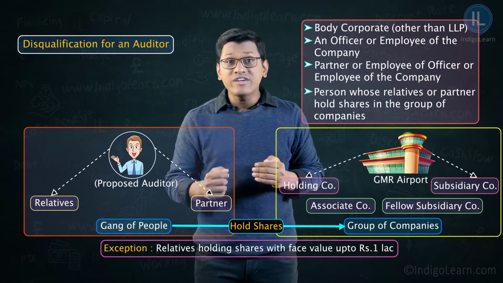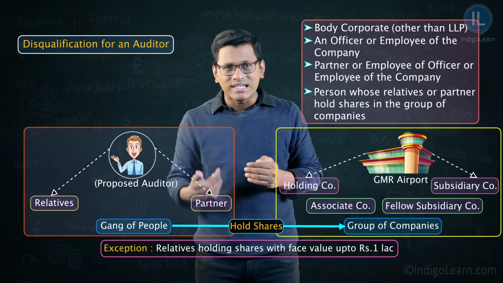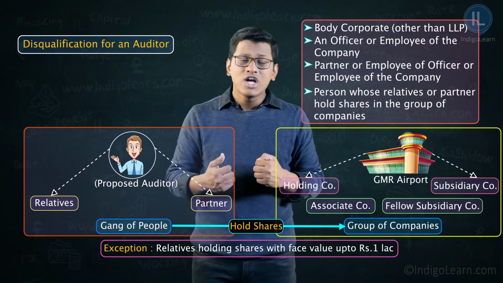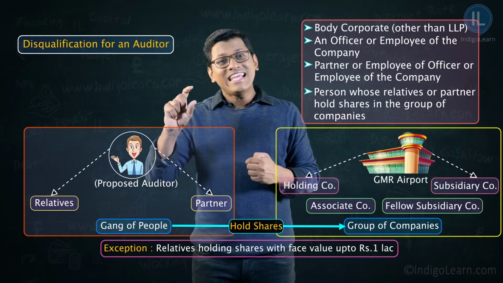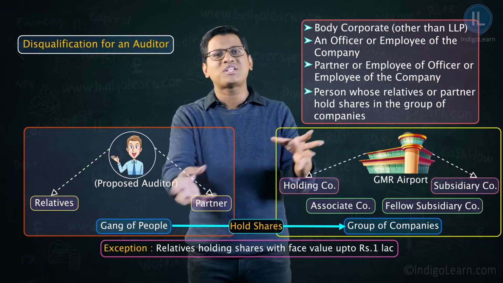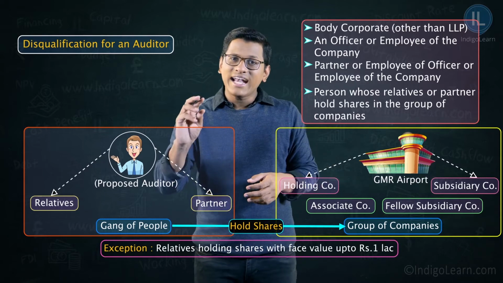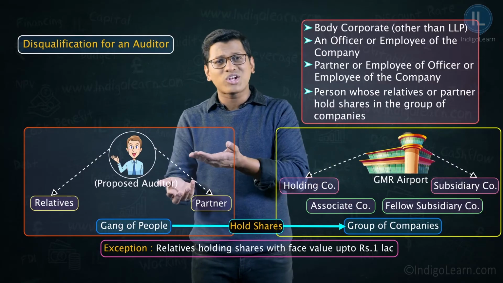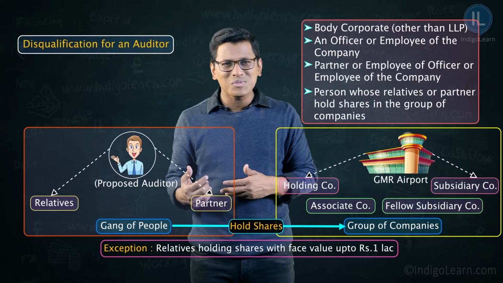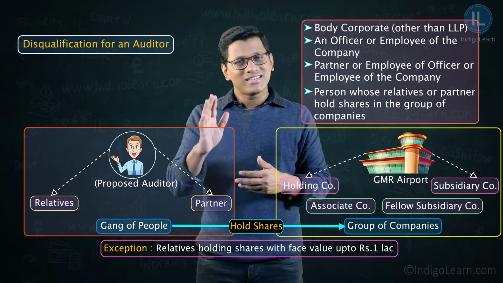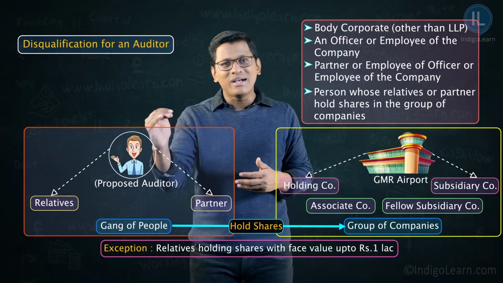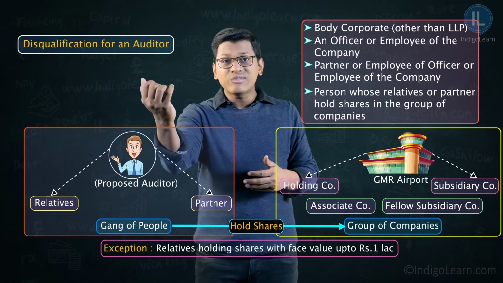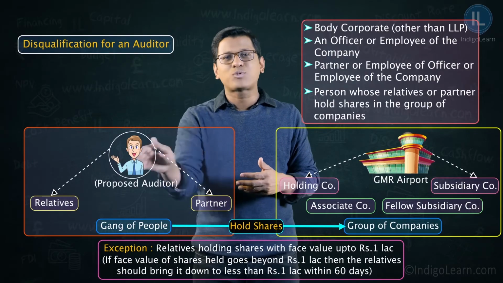Now, what if suddenly whatever our relatives do, why will they tell us? They may do. So, even if that person is my brother or sister, they may purchase shares without telling me, possible. So, if that person purchases more shares in that company or in the group, and the face value exceeded 1 lakh, or maybe that company gave some bonus shares and suddenly it exceeded 1 lakh, that is also possible. So, in such a case, what should be done? The regulation says, if that limit what the relative is holding exceeds 1 lakh, then within 60 days, relative should bring it down to below or up to 1 lakh.